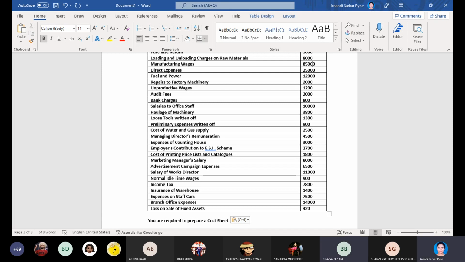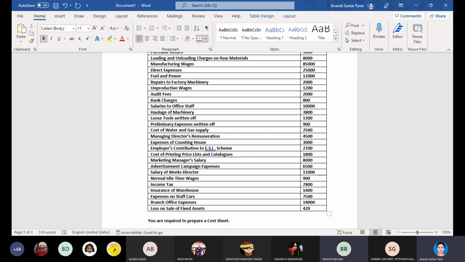Yes, ma'am. Audit fee, bank charges. Bank charges is also an office related expense. Salaries to office staff, office related expense. Haulage of machinery. This is a factory overhead expense. Now, what is haulage of machinery? Any issue, any problem with the machinery, repairing of machinery due to any fault. So basically, it's a repair of machinery, you can say. So next is loose tools written off. Loose tools written off is again a factory related expense.